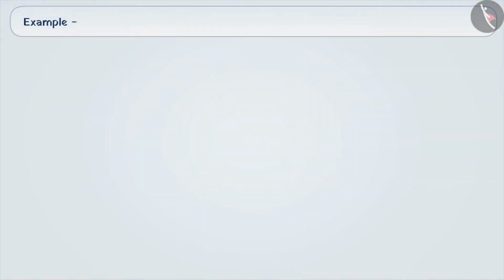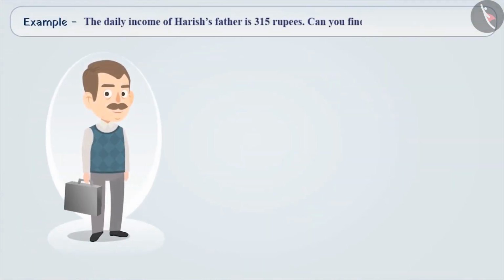The next example. The daily income of Harish's father is 315 rupees. Can you find out his annual income? In this example, it is given that Harish's father's daily income is 315. We have to find out what his annual income is.